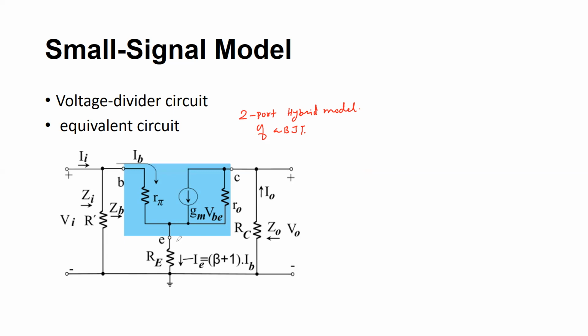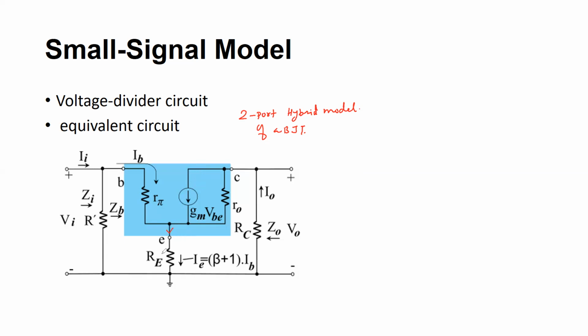Now there is an input current that is getting split into two parts. One is the current that is flowing through this equivalent input resistance R dash, we will see. And then the other component of this current is the base current, that is IB. I have explained to you this is an IC, which is Gm times VBE.